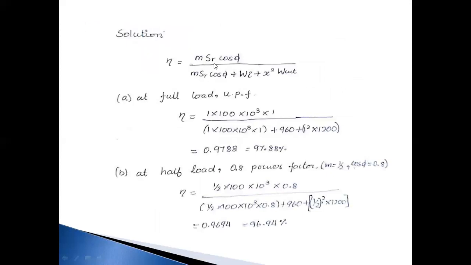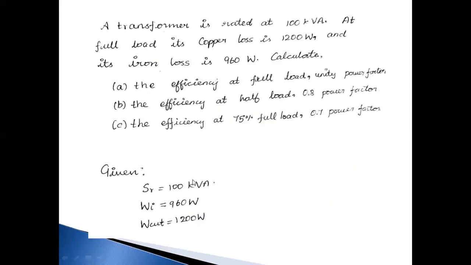Now we all know this is the general formula of efficiency calculation. Now at full load and the power factor is unity, meaning cos phi is unity. So we can write at full load, 1 into, this is the x part, so at full load the x value is 1. So 1 into 100 into 10 to the power 3 into 1, that is VA rating, from kVA to VA, where we are multiplying with 10 to the power 3.